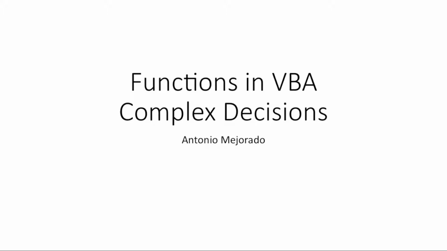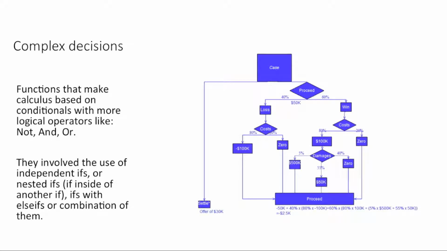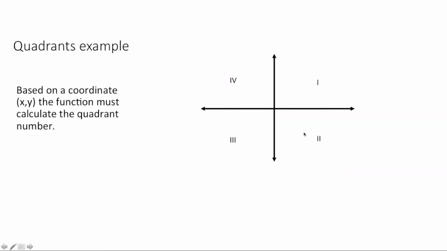Decisions that are more complex because it's not that easy, so you have to use more logical operators, not, and, or. They involve more than only one if, or a combination of different kinds of ifs, independent ifs or nested ifs, which means an if inside of another if. So sometimes you need to think very carefully before writing the code for the solution.